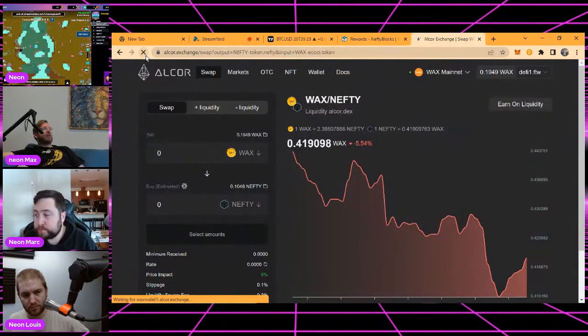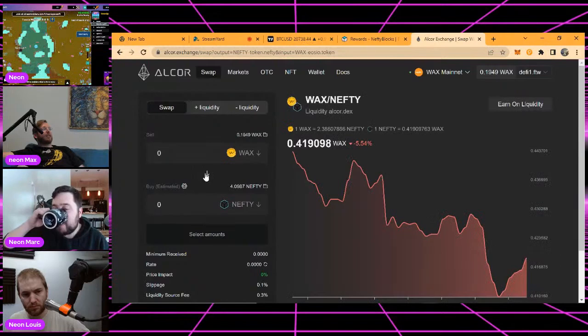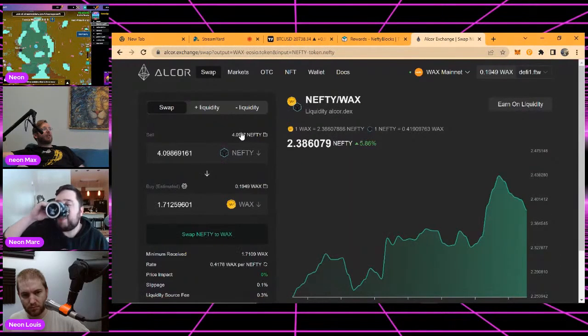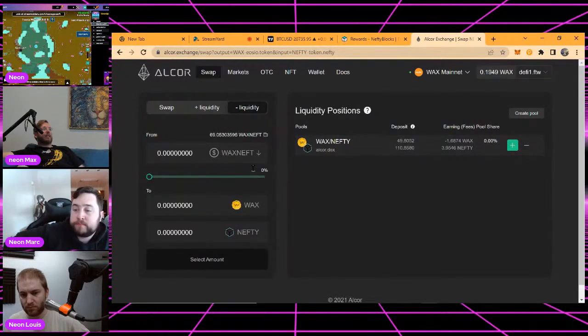refresh on Alcor, we'll see, okay, I got 4 Nefty tokens deposited into my balance, which is worth 1.7 wax. And then if I come here and say minus liquidity now, you'll see the liquidity tokens have been returned to me. I can click minus here and then dial this switch all the way to the top, and there's my return. So I get 48 wax and 114 Nefty tokens.